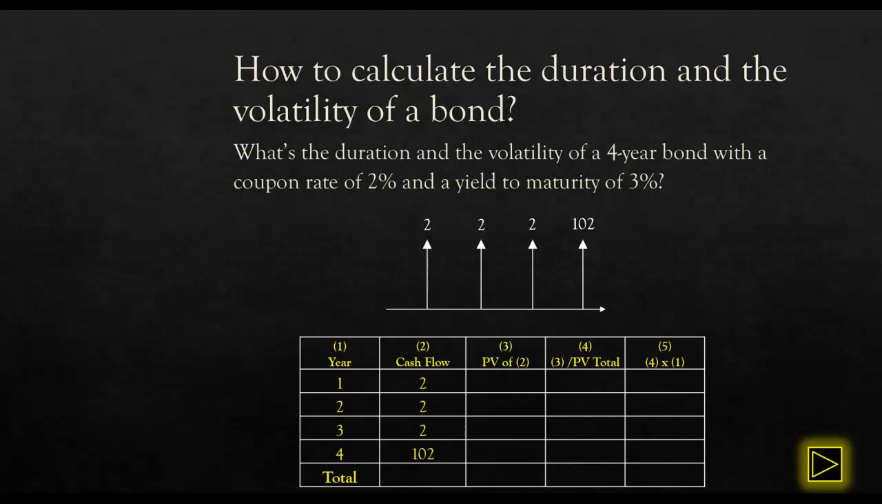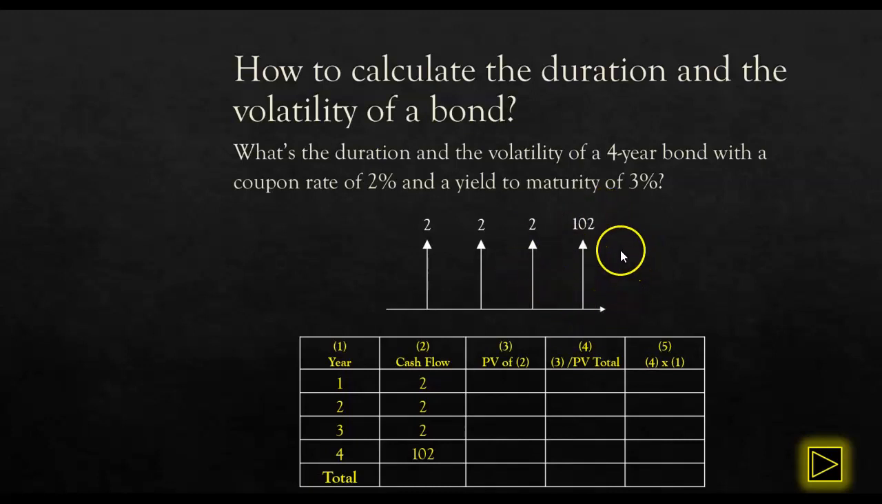Before we run the calculation, the first thing that I want to do here is to make sure the cash flow is clear to everyone. We're talking about a 4-year bond. We're assuming the bond makes annual coupon payments. So for the first year, you're getting 2% of the face value, whatever the face value might be. In the second year, you're getting another 2% of the face value paid to you as the coupon payment, and so on and so forth.